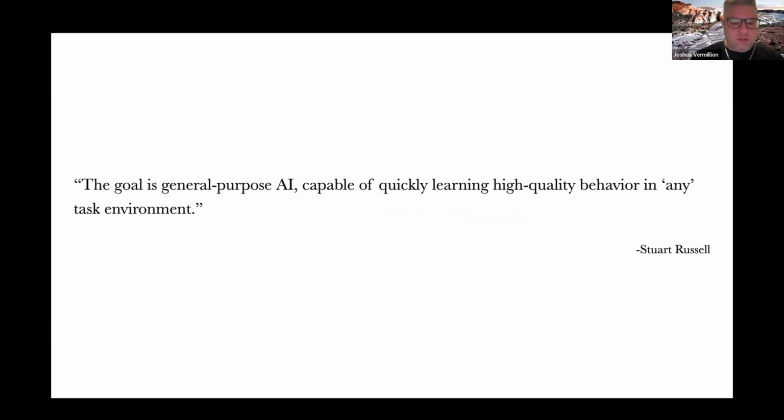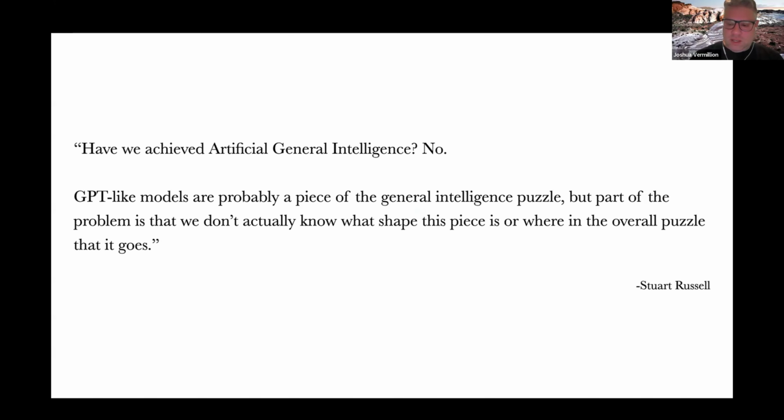The goal of general purpose AI is one that's capable of quickly learning high quality behavior in any task environment. In other words, it meets and then exceeds human intelligence, including things like situational awareness and being able to weigh pros and cons, etc. Which is interesting, right? And you hear artificial general intelligence come up in a lot of conversations.